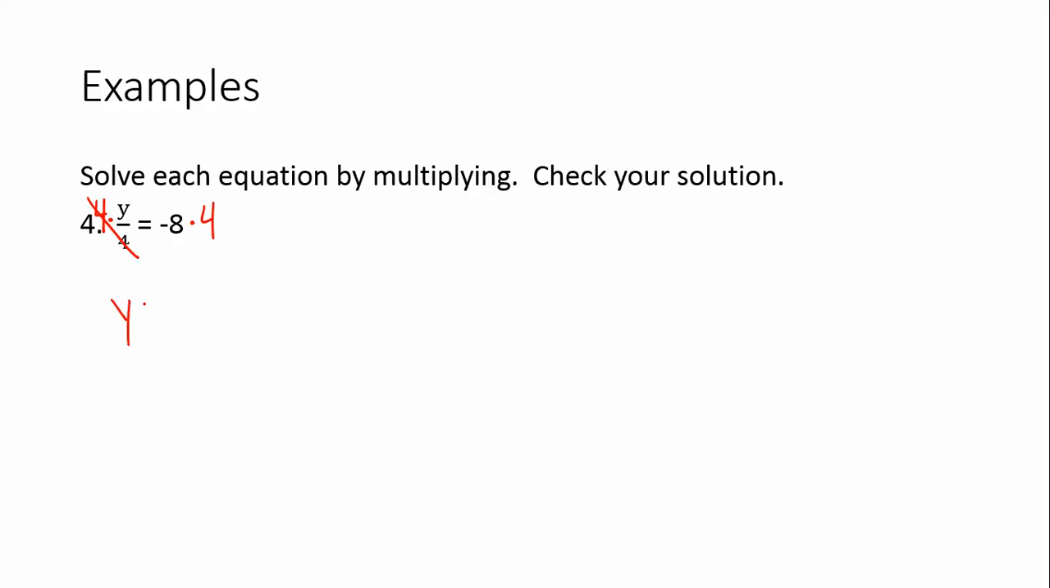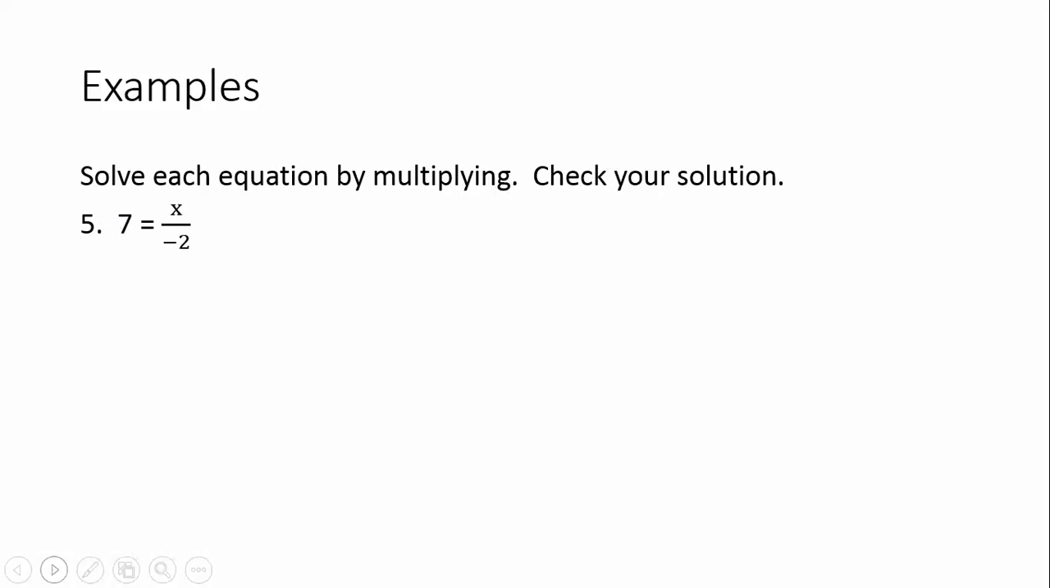So we get y equals negative 32. Negative 8 times 4 is negative 32. If we check our solution, we need to plug negative 32 back in for y and then rewrite the equation. What is negative 32 divided by 4? That's negative 8, so our solution checks out.